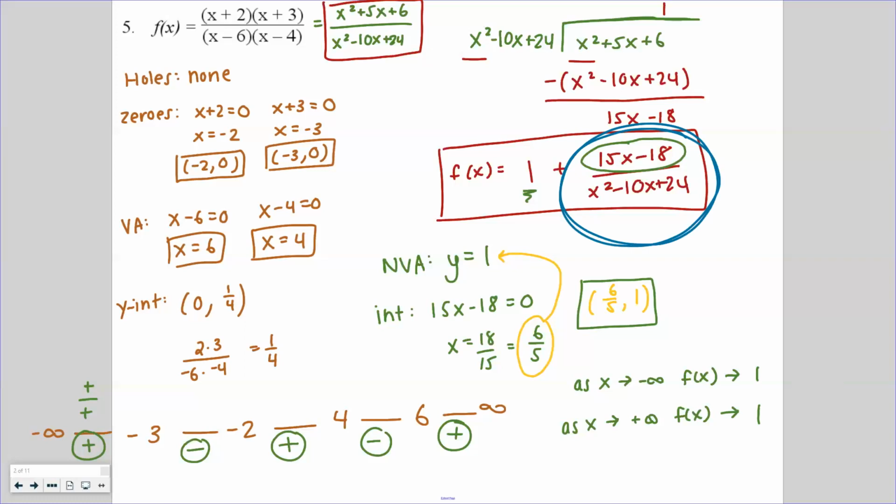I'm gonna take 15x minus 18 over x squared minus 10x plus 24. And the first thing I'm gonna do is plug in a really negative number for x. If I plug a really negative number in for x, we're gonna get something negative over something positive. Anytime we've got x squared in the denominator like that, a really negative number squared is gonna be positive. So a negative over a positive evaluates to be negative. As x approaches negative infinity, our function is going to approach that horizontal asymptote from below.